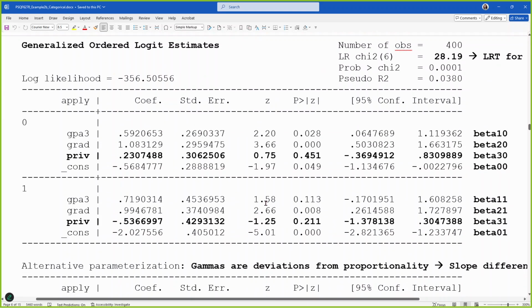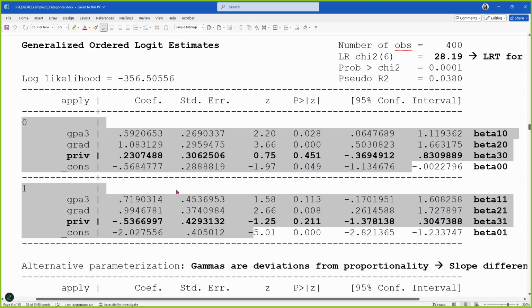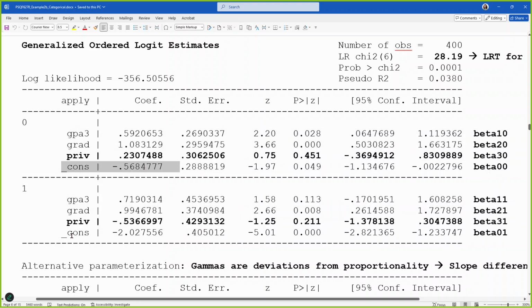So now, let's look at Stata output first. LR chi2, that's my likelihood ratio test against the empty model with all 6 slopes. It's significant. Before, we had these 2 neat boxes that corresponded to the 2 submodels directly, and only the intercepts were different. Now, the slopes are different.